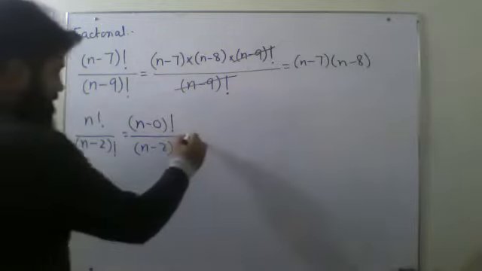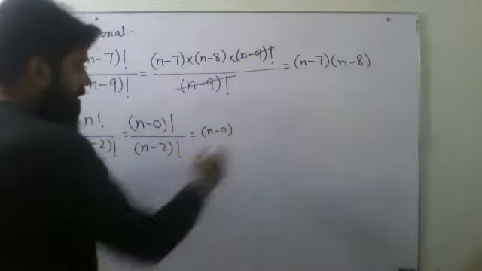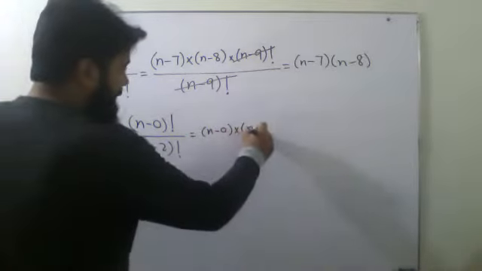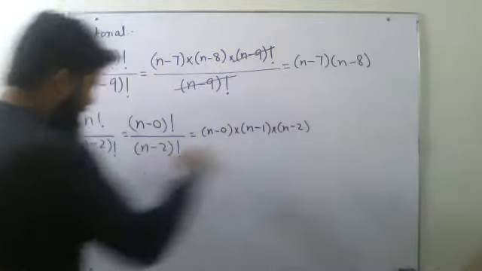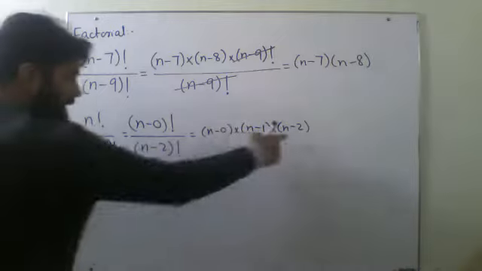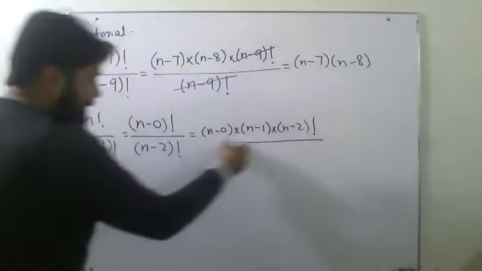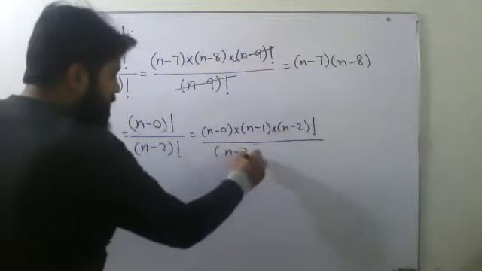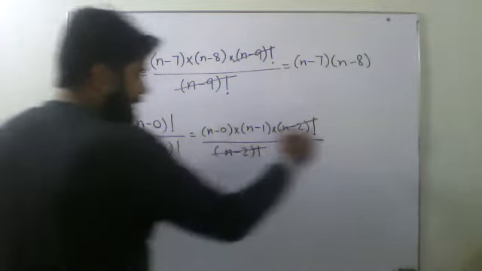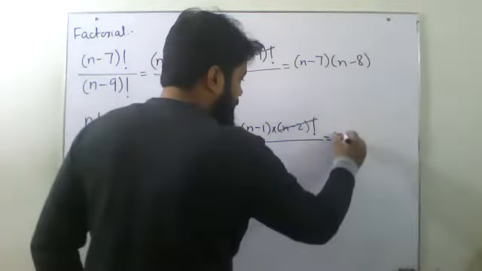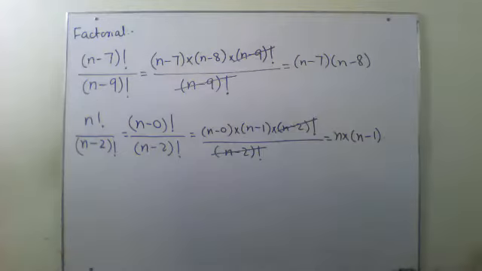So n minus 0, into n minus 1, into (n - 2) factorial. As this one and this one are the same, put a factorial there, (n - 2) factorial. Cancellation, and we get n into (n - 1), the most simplified form.